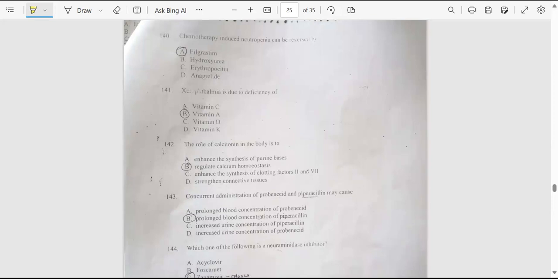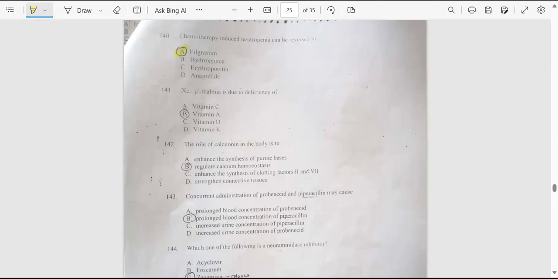Okay, chemotherapy induced neutropenia can be reversed by what agents? Filgrastim, Divya says filgrastim. Someone else? Correct. Thanks, Prof. But please explain the mechanism. For filgrastim, how does it reverse it?